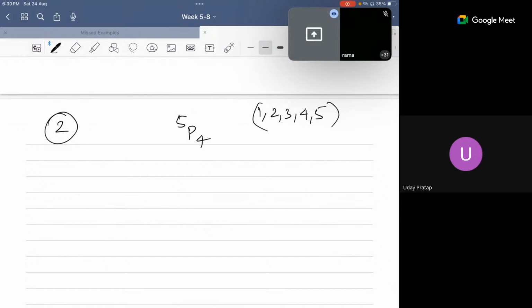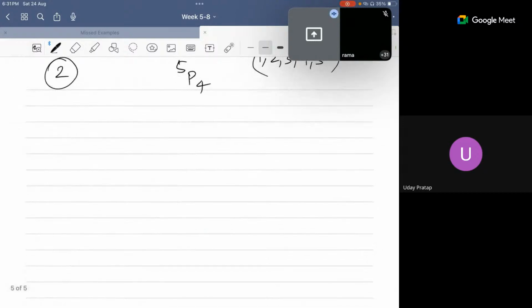Okay. So the next concept from the permutation is the round permutation. If you have to arrange those objects in a circle, then what are the concepts? We'll just deal with that, so the concept related to the round permutation.